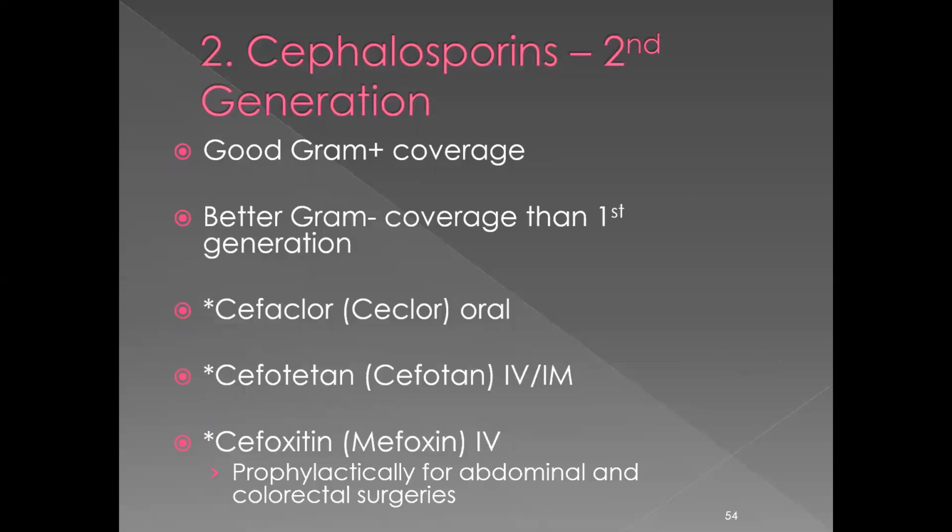Our second generation has good gram-positive coverage. It has better gram-negative coverage than the first generation. Not perfect, but it has better coverage. The medications that we see most commonly here are Ceclor, which is oral form, Cefotan, which is IV or IM, and then Mefoxin, which is IV. And that one's used prophylactically for abdominal and colorectal surgeries.